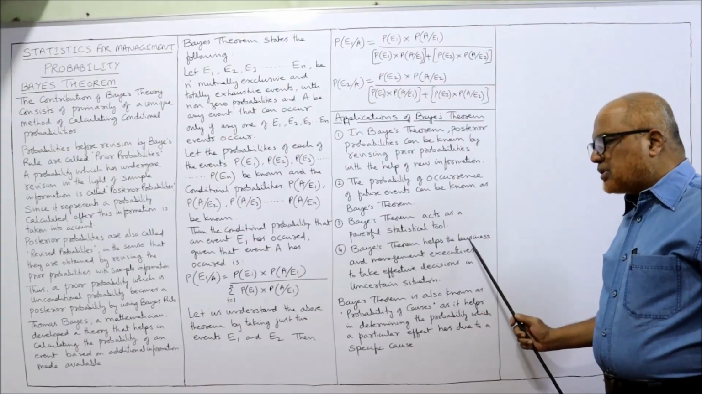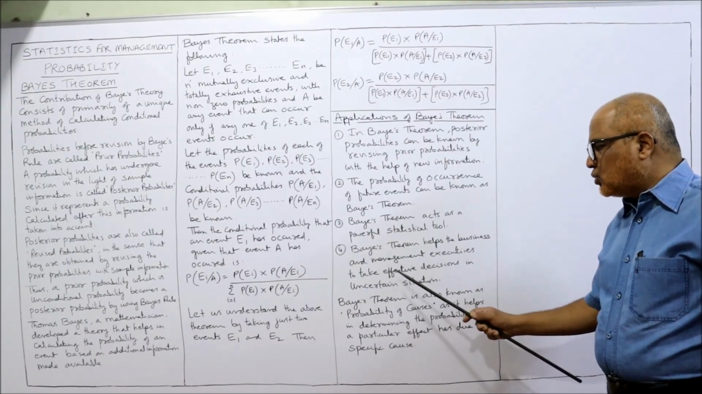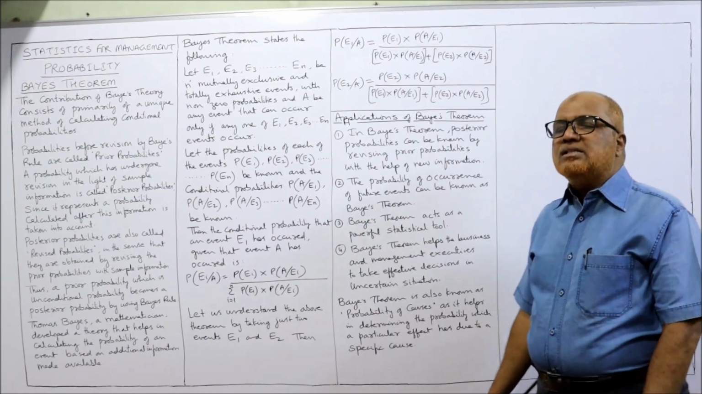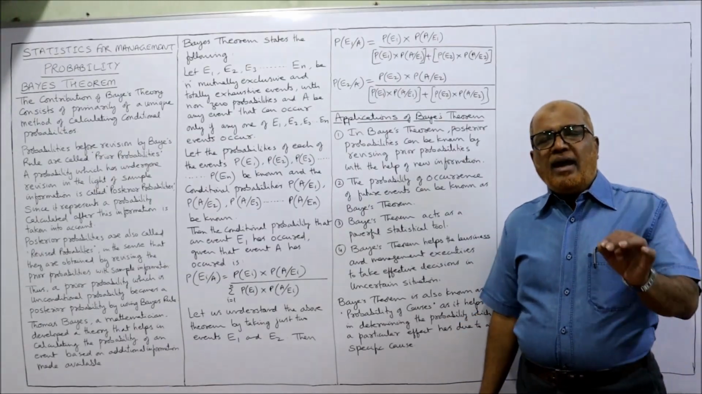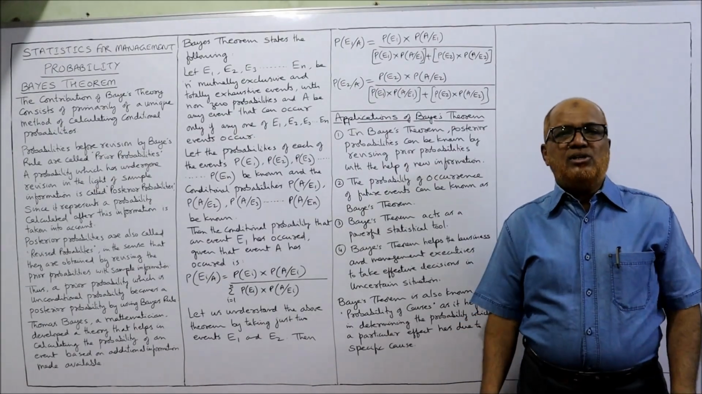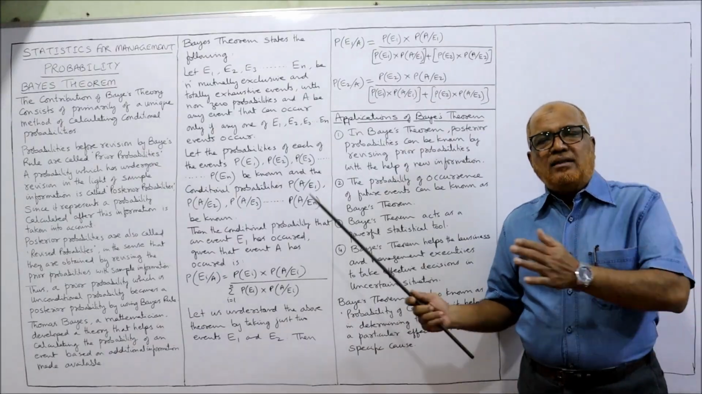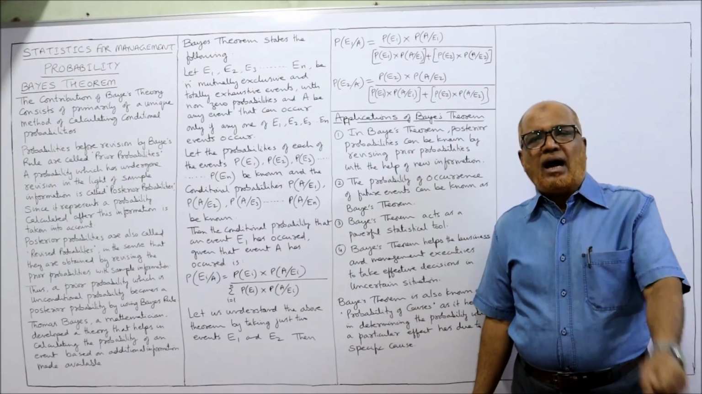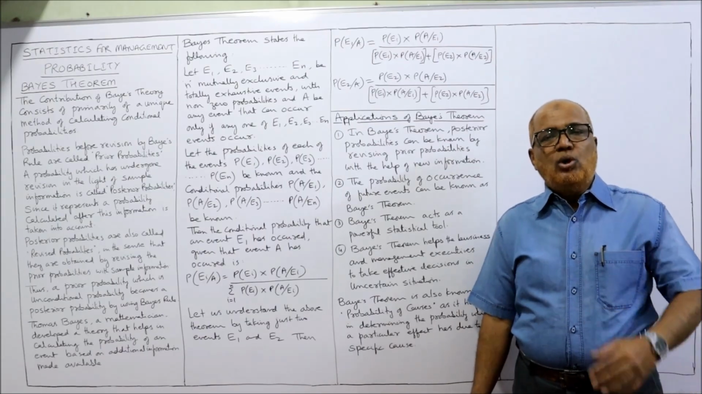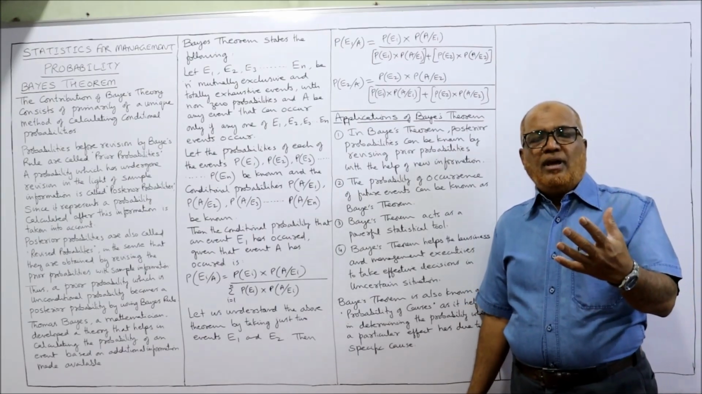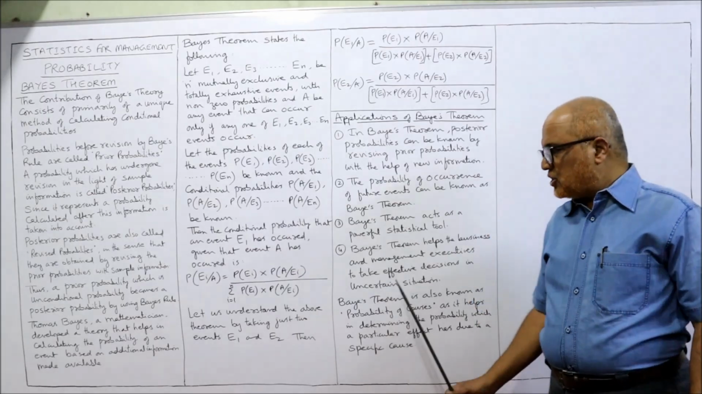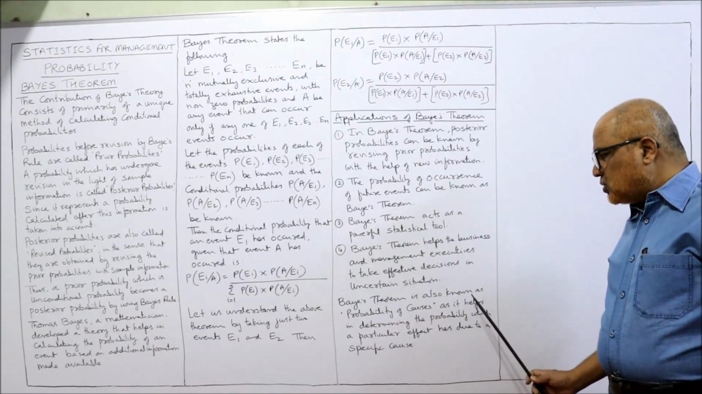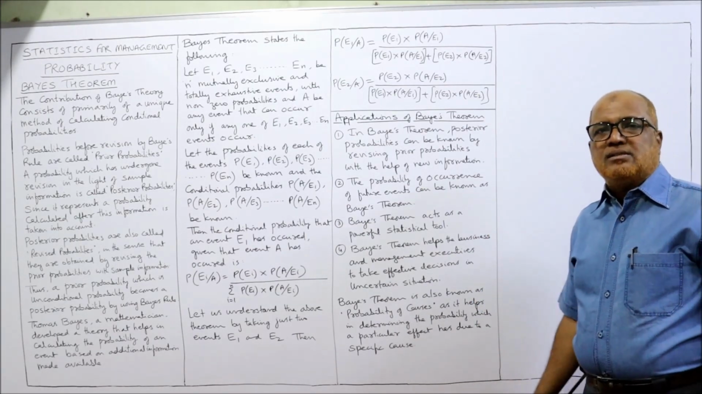Bayes theorem helps business and management executives to take effective decisions in uncertain situations. The main function of management is to take decisions, and this Bayes theorem is a very handy tool in the hands of management executives to take decisions in uncertain situations. Bayes theorem is also known as probability of causes.